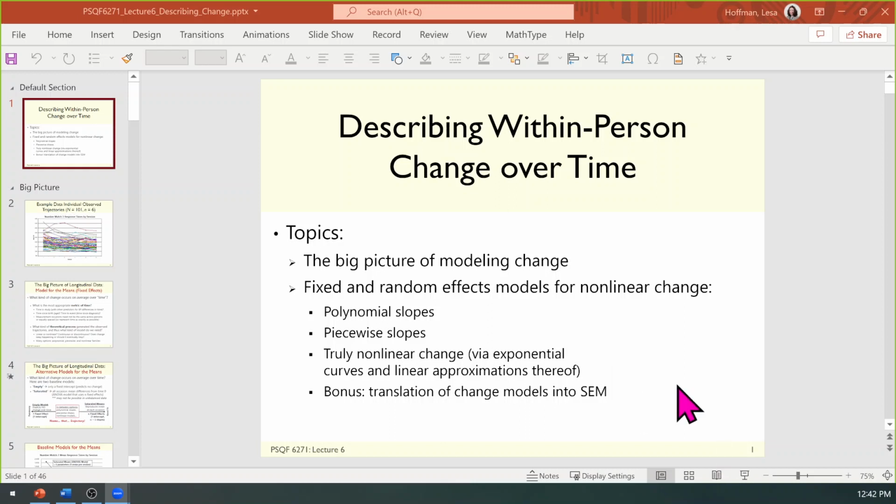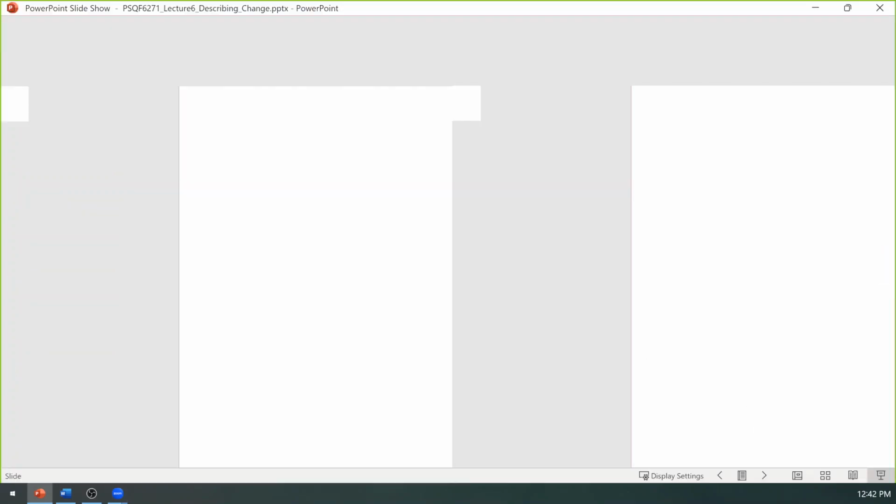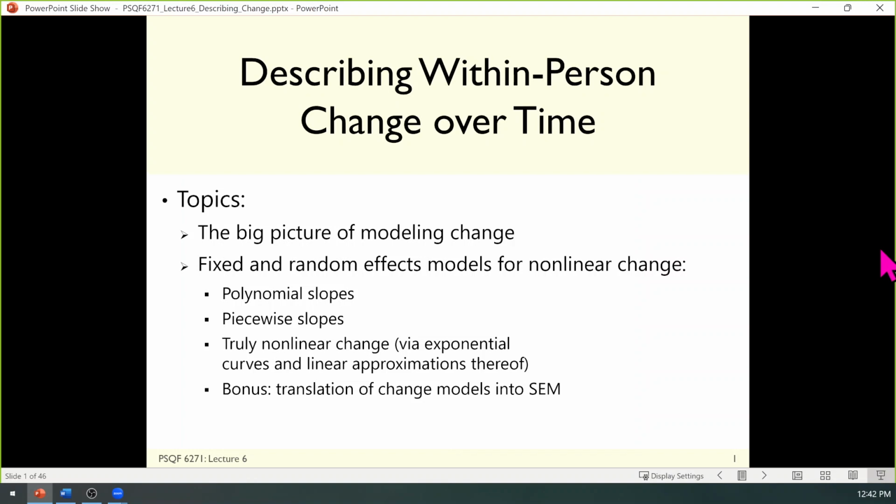So we're going to talk about within person change over time, building on the idea of fixed plus random effects as a way to describe individual trajectories of change. The question is, what else is there besides linear? Because linear change is probably not going to be sufficient to the extent that you have a lot of occasions or you're tracking a process in which change slows down or speeds up.